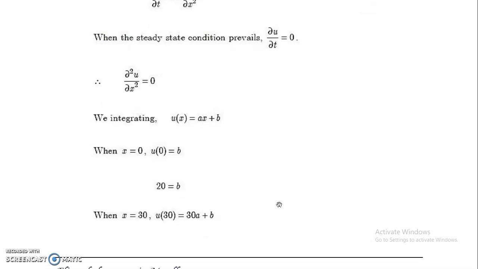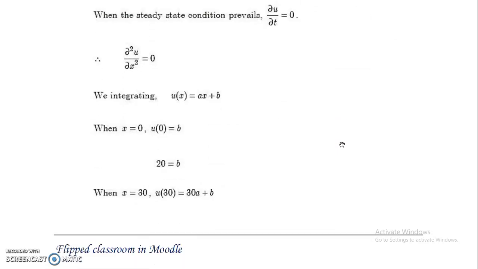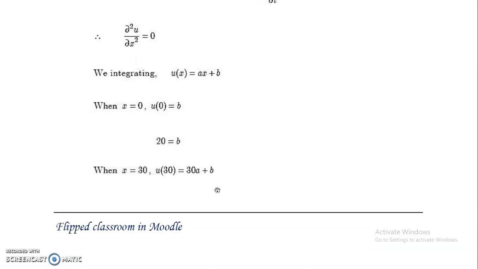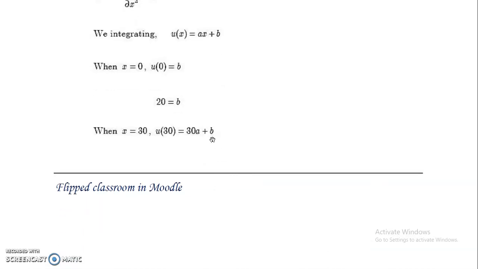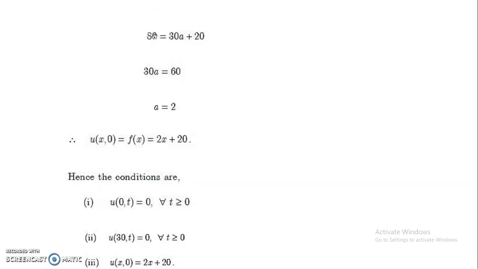At x equal to 30, at the end of the rod, the temperature is 80 degrees Celsius. So at x equal to 30, a into 30 plus b. We got the value of b, which is 20. Substituting b as 20, we get 80 equal to 30a plus 20. So the value of a is 2.